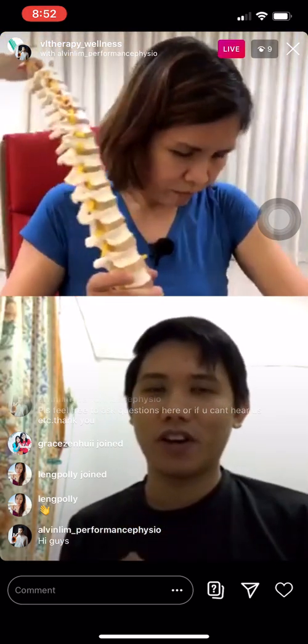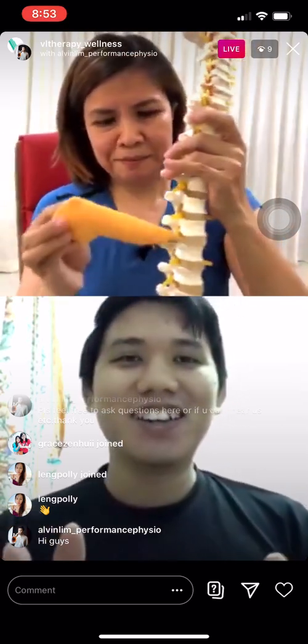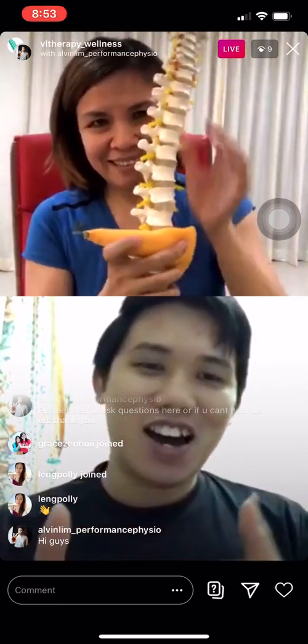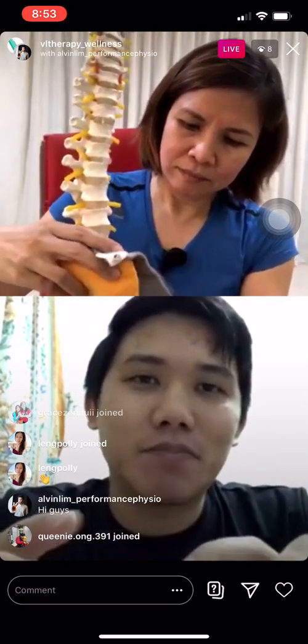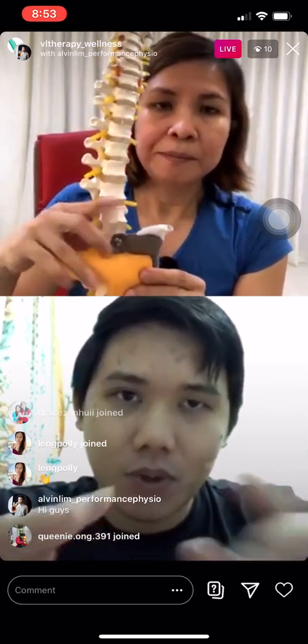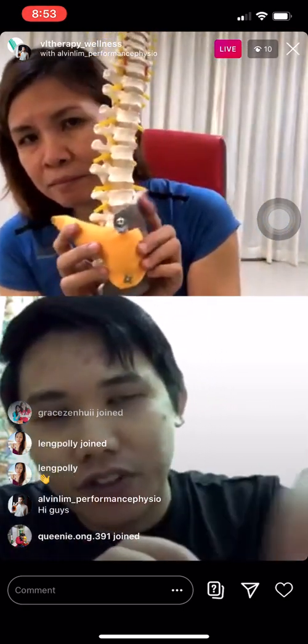So when we are sitting too long, especially in front of a computer, and I think most of us right now during this MCO period are working in front of a computer, sitting for a long time, it may cause back pain, especially the mid back. If you look at the position of it, it's actually the mid back of the spine.